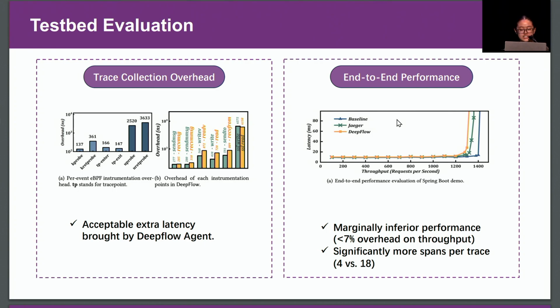We first examine the trace collection overhead of the DeepFlow agent and conclude that it only adds less than 600 nanoseconds of latency to each system call, which is acceptable for these long I/O communication APIs. We also conduct an end-to-end test over system throughput, comparing Jaeger and DeepFlow. The requests per second decreased by less than 7%, though somewhat larger than Jaeger's 4%. We collect 18 spans, whereas Jaeger only collects 4 under poor instrumentation. And note that DeepFlow can be used on the fly, so we don't need to constantly deploy it.